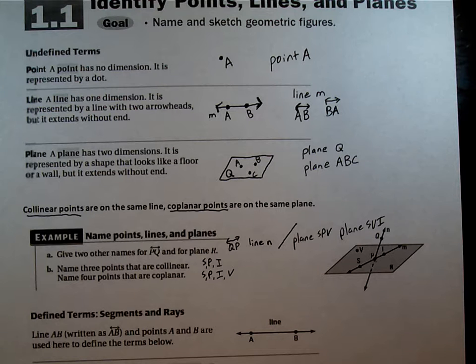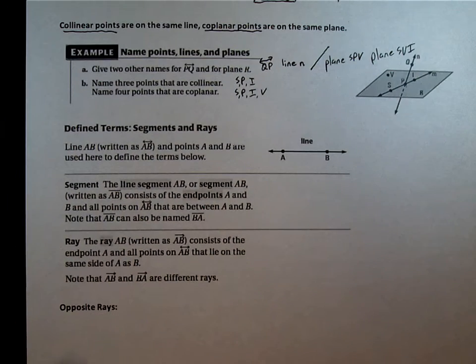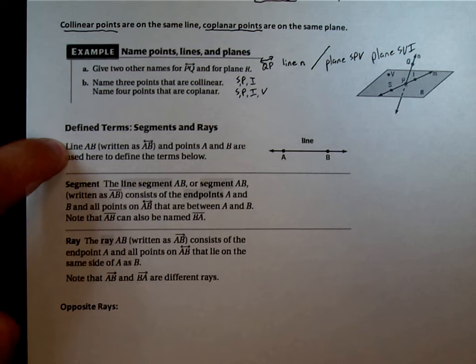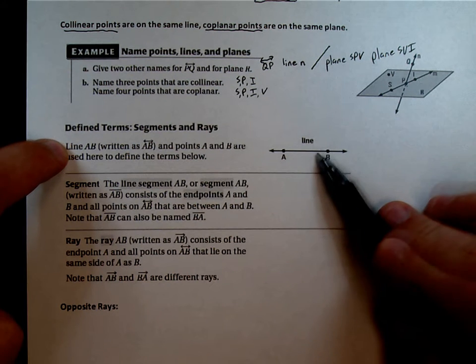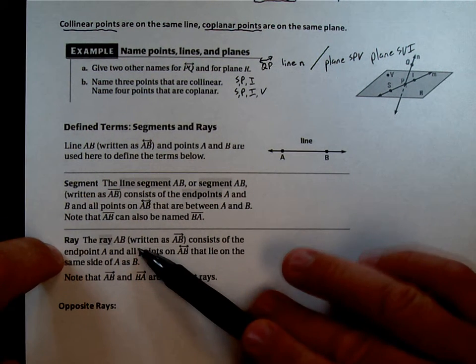So that section is what we call undefined terms. Those don't technically have definitions, they kind of exist. Now we get into some definitions. So line is not a definition, but we're going to use this line as kind of a reference point for these next 2 things, segment and ray.